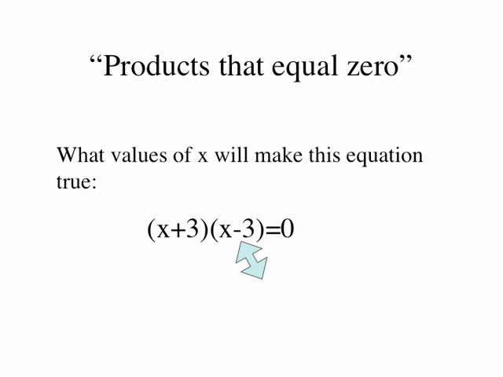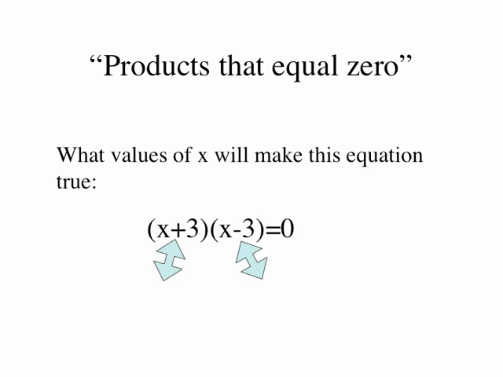The only thing I've done here is I've replaced the y with an x. So I have this product, the quantity x plus 3 times the quantity x minus 3, and multiplying those two quantities together is equal to 0.